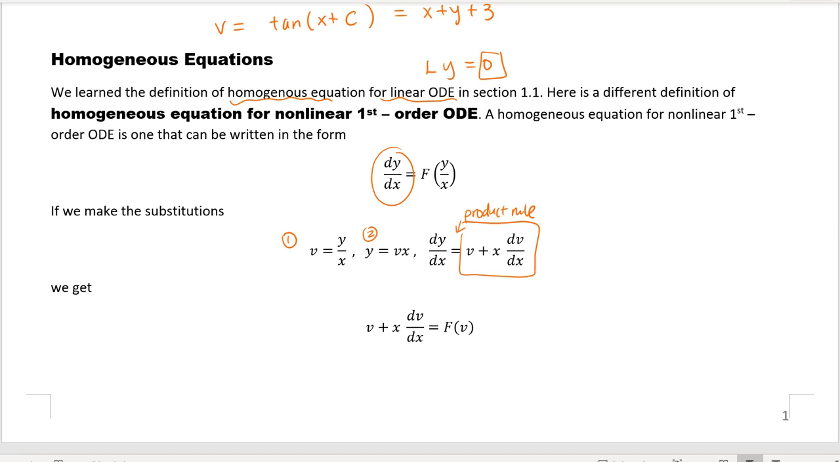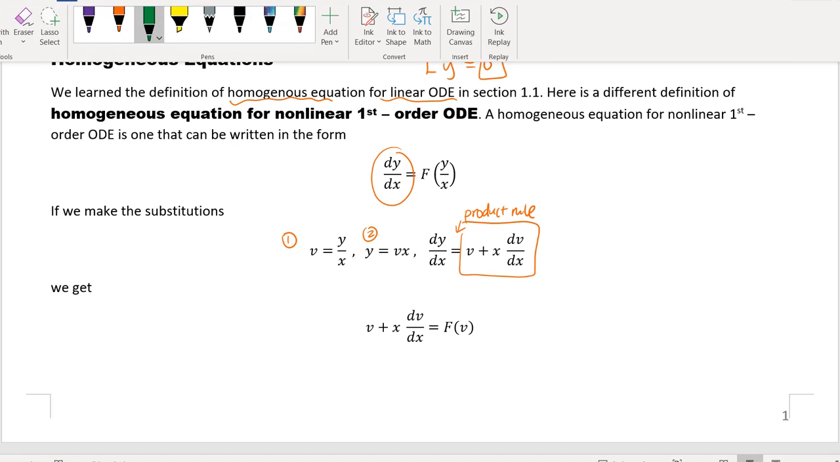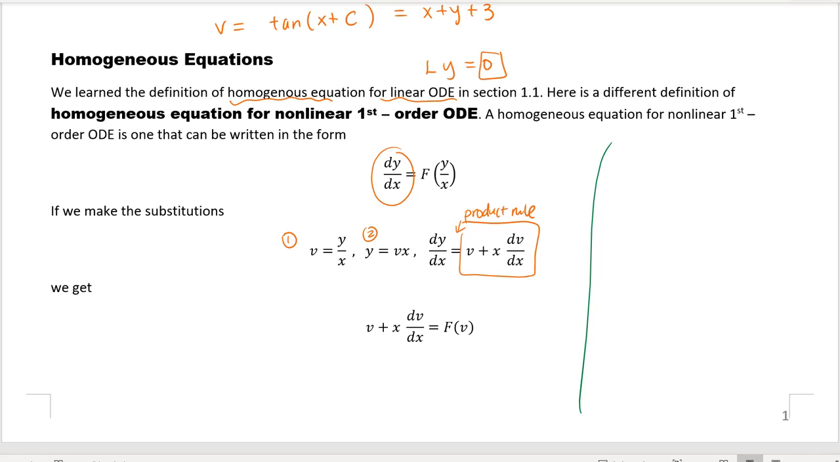Okay. And sometimes students get confused. They might think, oh, can we set v equals x over y instead of y over x? Let me show you what happened. If you let v be x over y, then y is x over v.